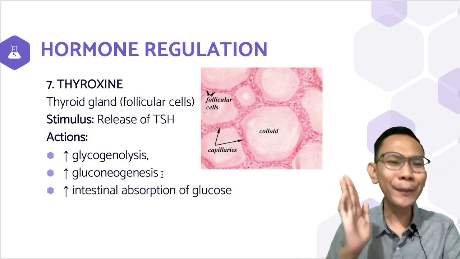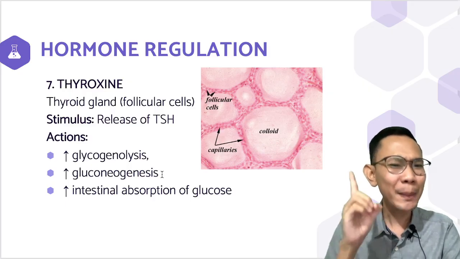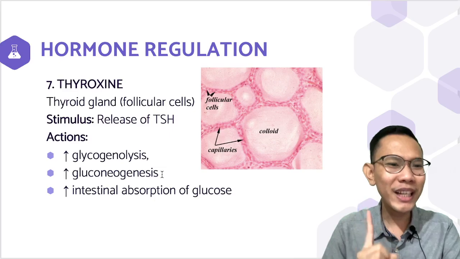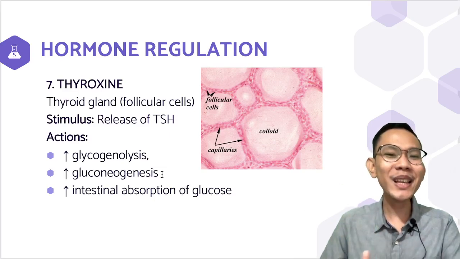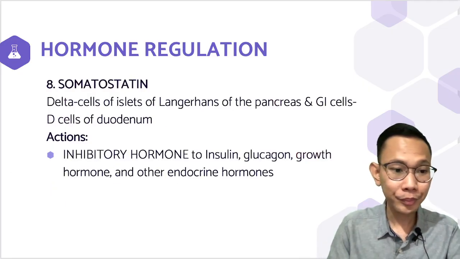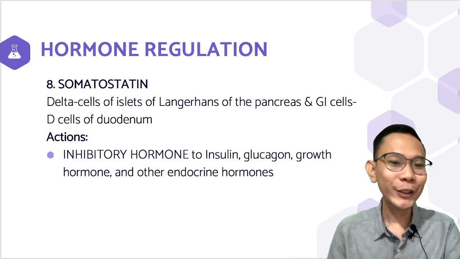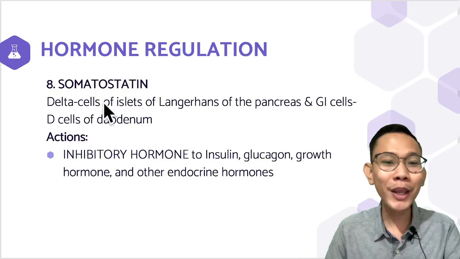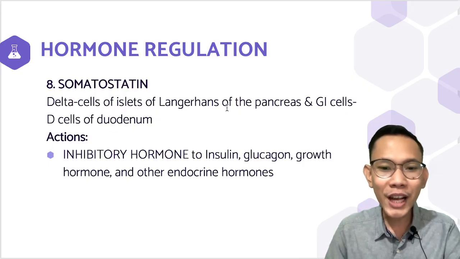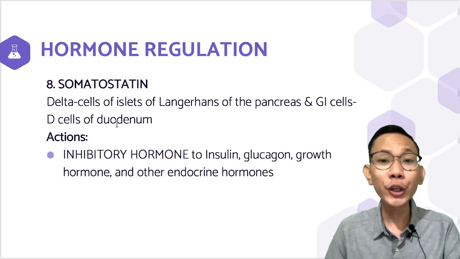Right now, ano pa bang hormone na alam natin na nagpapababa ng ating glucose level? Isa pa lang, di ba? It's still your insulin, and majority of your hormones increase your blood sugar level. Next, we have your somatostatin. Dito na, your somatostatin produced by your delta cells of your islets of Langerhans of the pancreas and D cells of your duodenum.